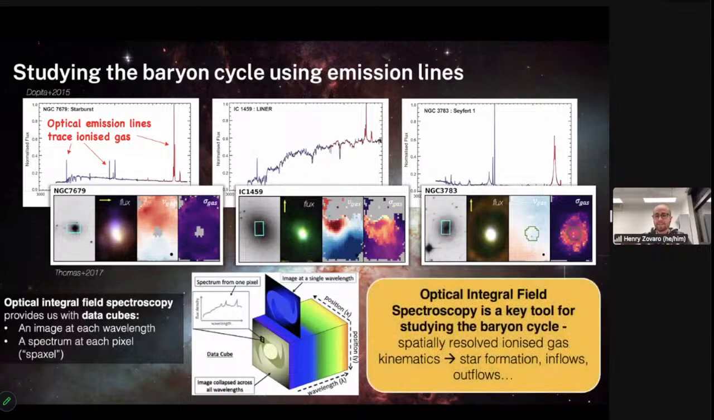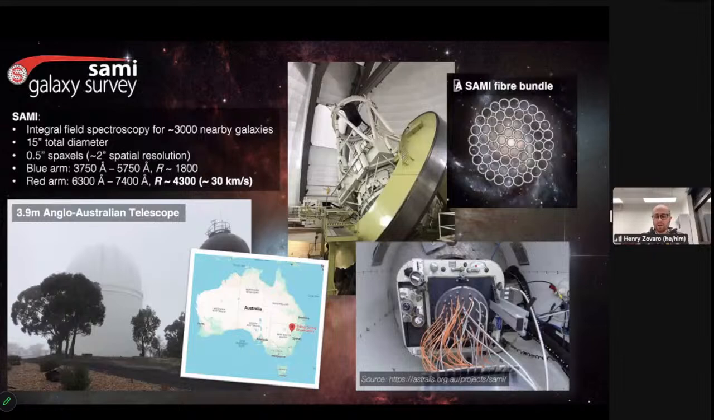And in particular, optical integral field spectroscopy is a key tool for us to study the baryon cycle. Because it provides us with spatially resolved ionized gas kinematics, we can trace things like star formation, inflows, outflows, accretion, you name it. So the data I'll be talking about today comes from the SAMI Galaxy Survey. This is an integral field spectroscopy survey that covers over 3,000 nearby galaxies.